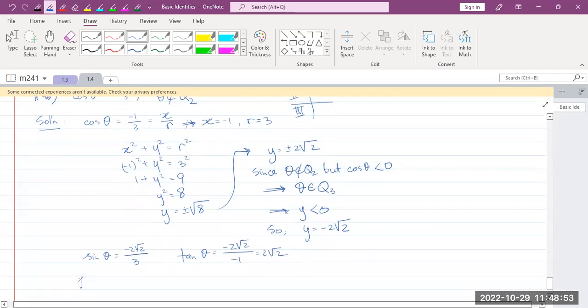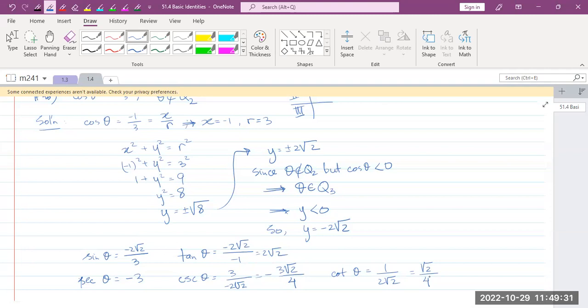Secant theta is actually the easiest one. Secant theta is the reciprocal of cosine, right? Negative 3. Cosecant theta is the reciprocal of sine. That's 3 over negative 2 radical 2. Rationalize the denominator: negative 3 radical 2 over 4. And cotangent theta is the reciprocal of tangent. That's 1 over 2 radical 2, which is radical 2 over 4. Notice that we just get the rest right away once we know what the y is. Okay, that's for number 46.